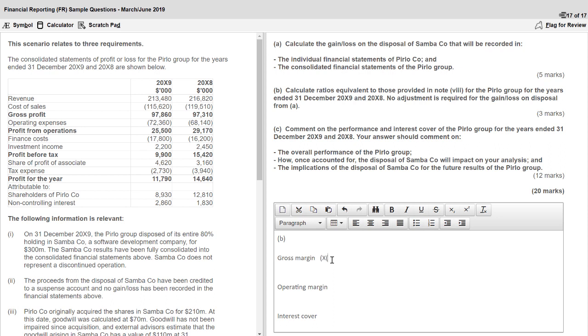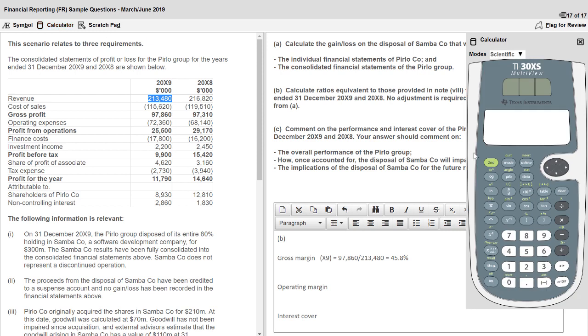I'm not going to go through and do any detailed calculation on this because I just think it was so straightforward. So what you've got there, the gross margin in 20x9, takes your 97860 gross profit and divides it by the 213480. So what you could write, technically, is 97860 divided by 213480 equals, is it 45.8%? Okay, that's fine. Obviously you need to do the calculations using the calculator.